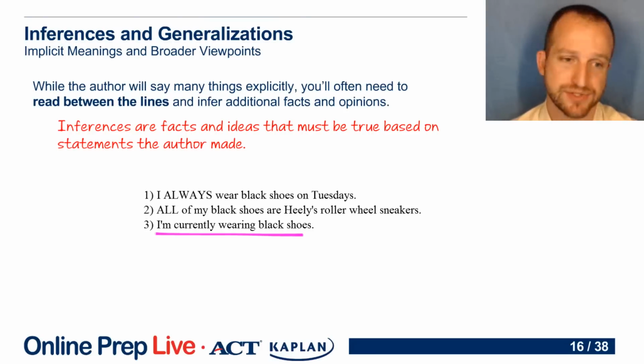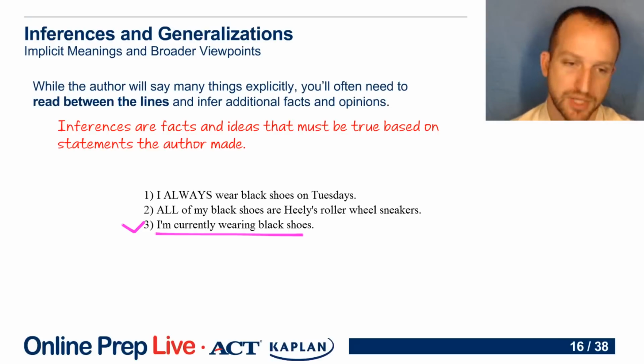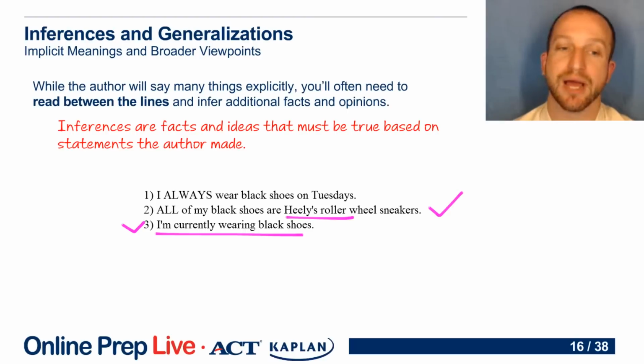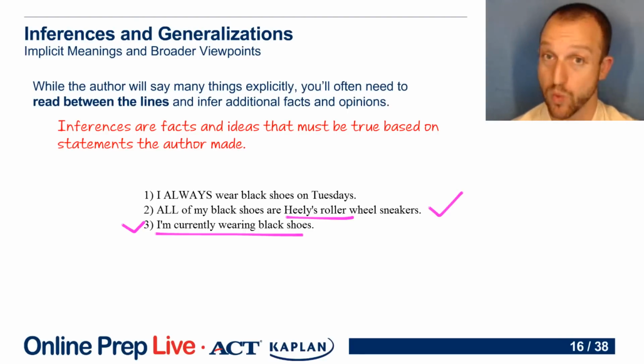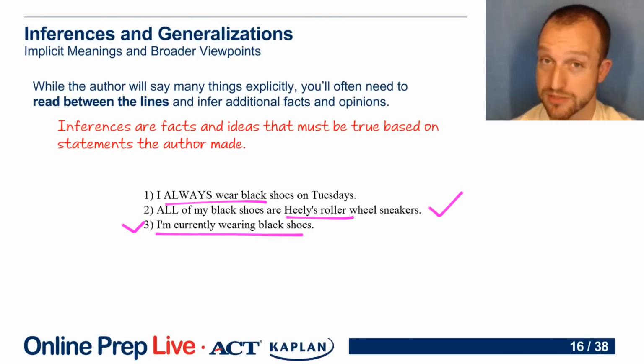Currently wearing black shoes. OK, well, that's a given. So check. I know that for sure must be true. Let's go back from that. All of my black shoes are Heelys roller wheel sneakers. OK, I'm currently wearing black shoes, and all of them are this type of shoe. Well, then I also know I'm wearing black shoes and they're Heelys. OK. Last up, number 1. This is where a lot of people are saying Tuesday comes from. I always wear black shoes on Tuesdays.